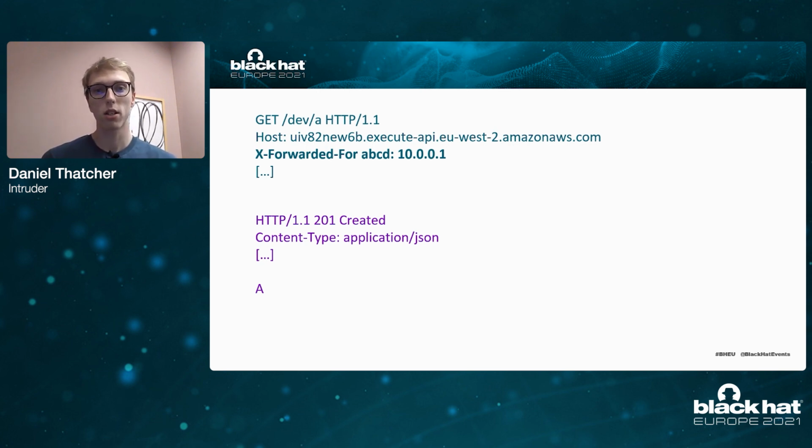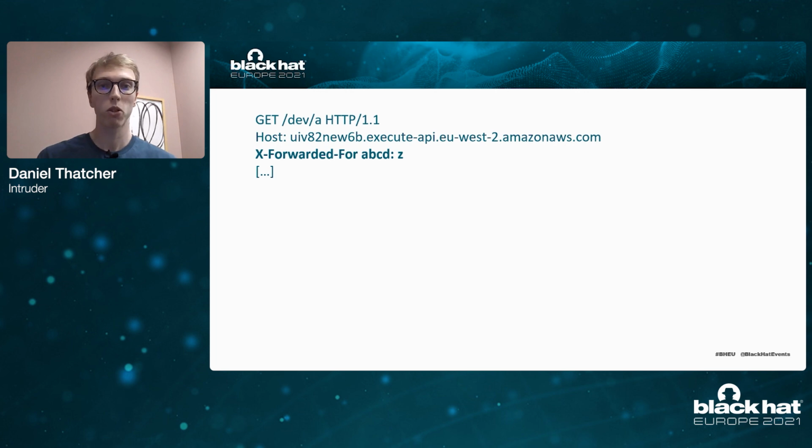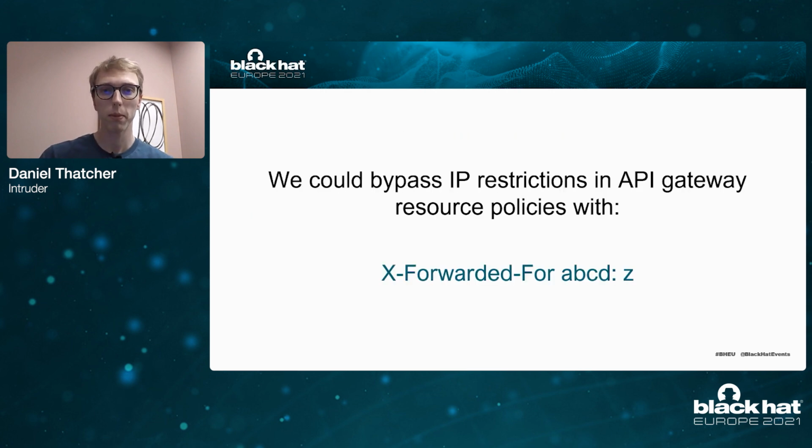So that's quite a nice start, but often we won't actually know an IP address which is allowed through to the API. We might be able to work it out, but we'll be blind guessing quite a bit, and that's quite difficult. So I moved on to trying something perhaps more stupid, but putting an invalid value in there that can't be parsed as an IP address, in this case, the letter Z. And quite fortunately, this also worked. So to summarize that, we could bypass IP restrictions in API Gateway resource policies by adding this header in the slide to the request.